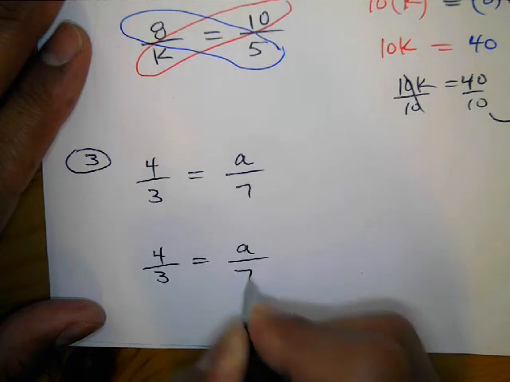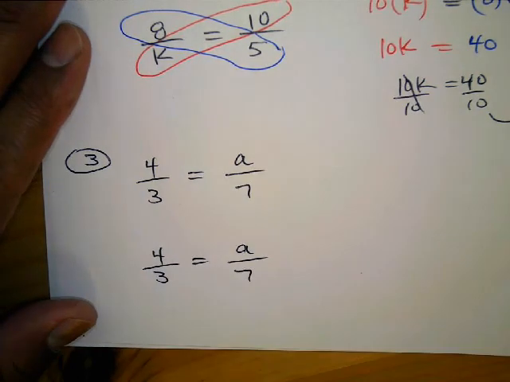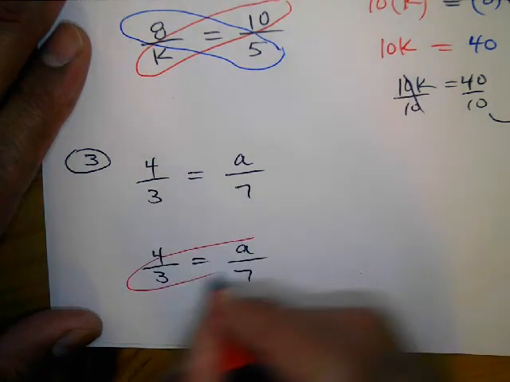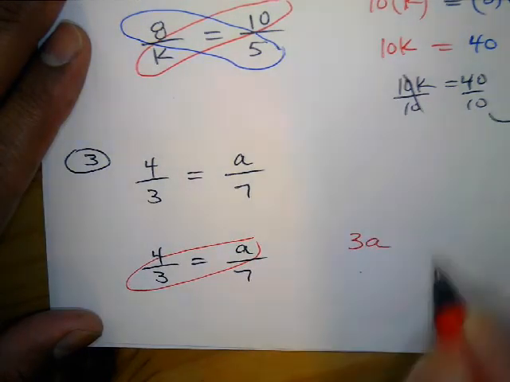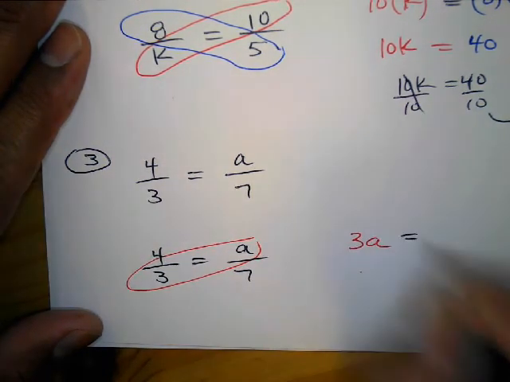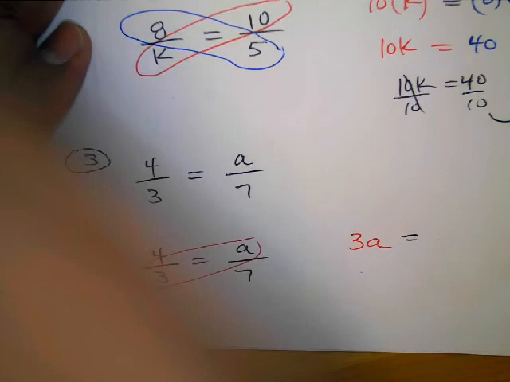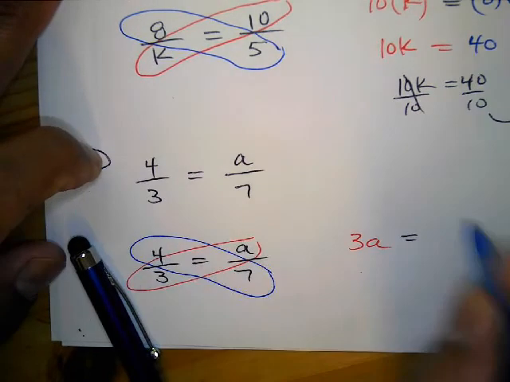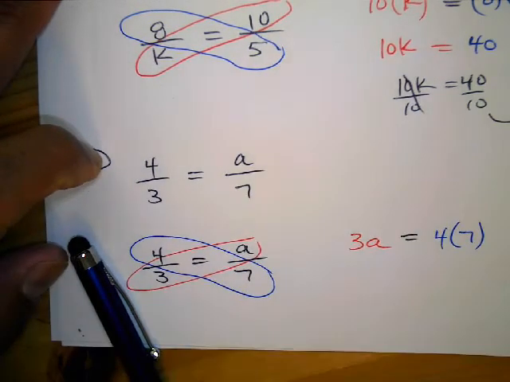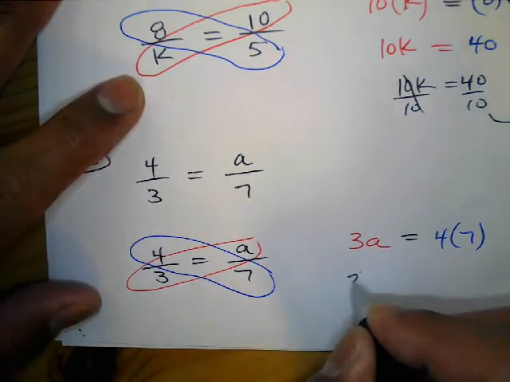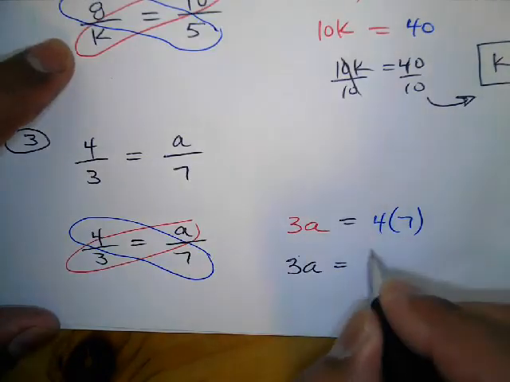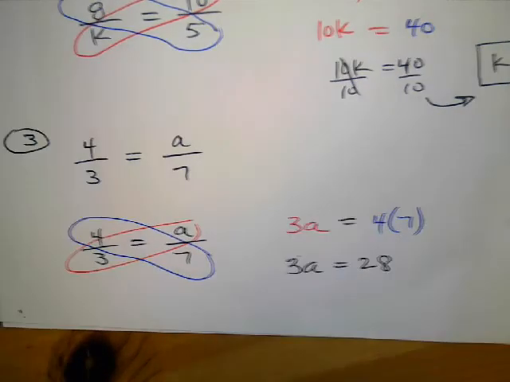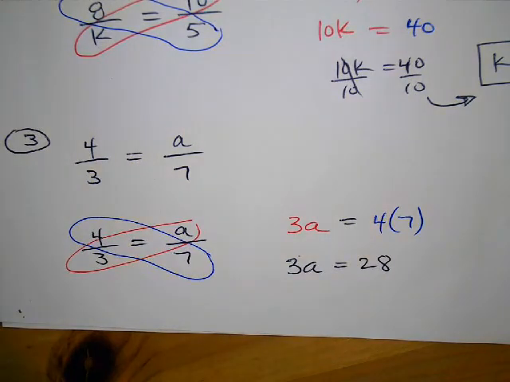Okay, so 4 over 3 is equal to a over 7. I'm going to multiply 3 times a, that's 3a, is equal to 4 times 7. So 3a equals what? 28, right? 4 times 7 is 28.